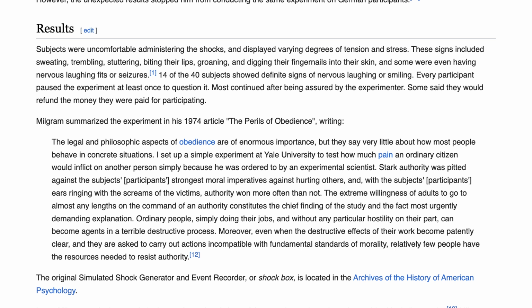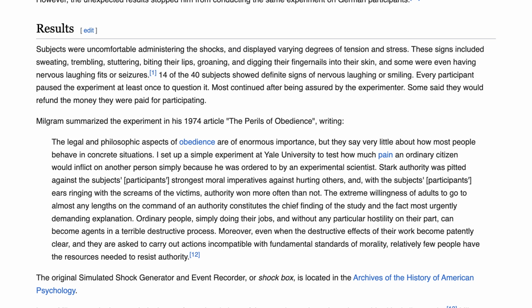Stark authority was pitted against the subject's strongest moral imperatives against hurting others, and, with the subject's ears ringing with the screams of the victims, authority won more often than not. The extreme willingness of adults to go to almost any lengths on the command of an authority constitutes the chief finding of the study and the fact most urgently demanding explanation.